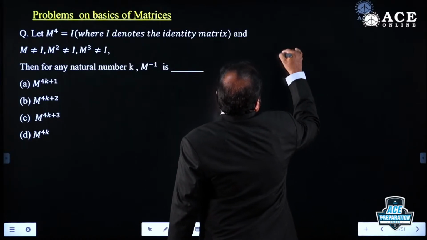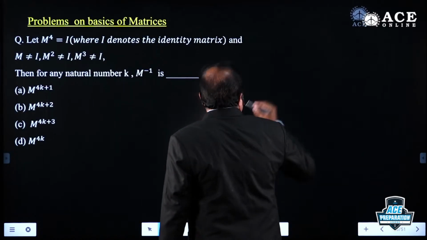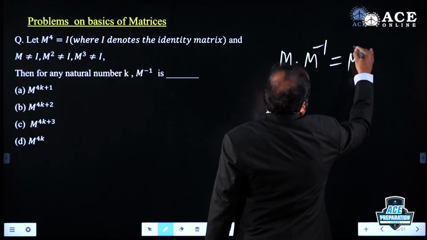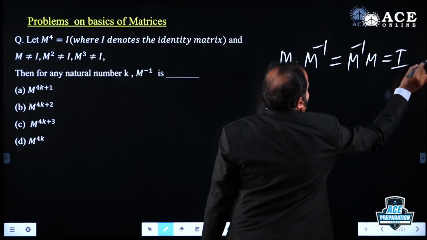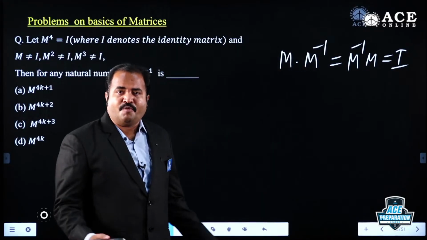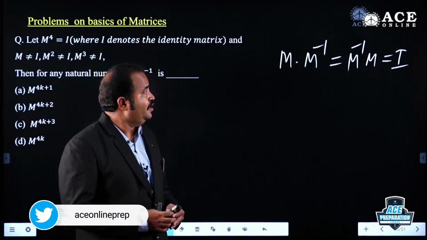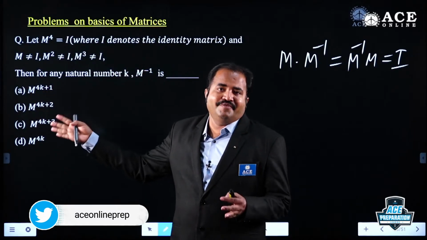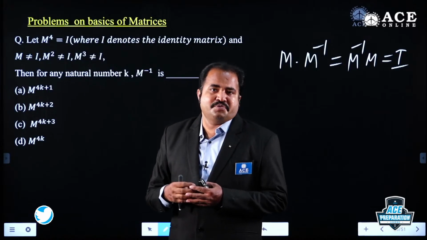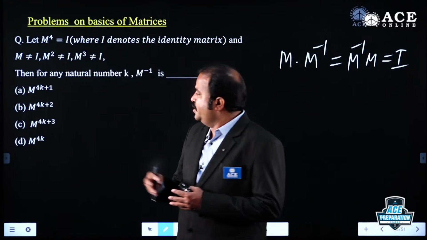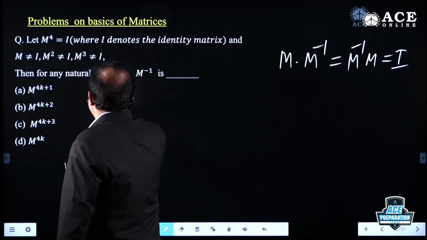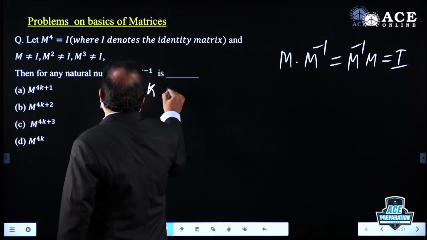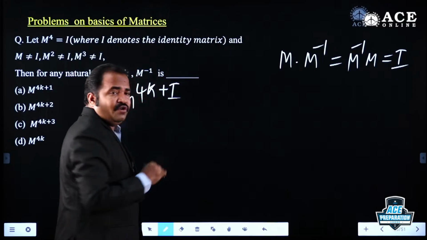Look at. We know that m into m inverse equals m inverse into m equals identity matrix I, or not? These are the properties of the inverse of a matrix. Look at here, one of the options is m inverse only. So multiply with m, which means verifying the options. We are going to verify the options. So for example, option A. Option A verification: m into m power 4k plus 1. Is it equivalent to I or not?